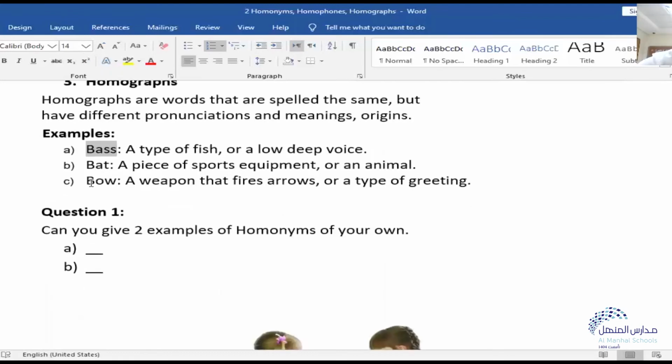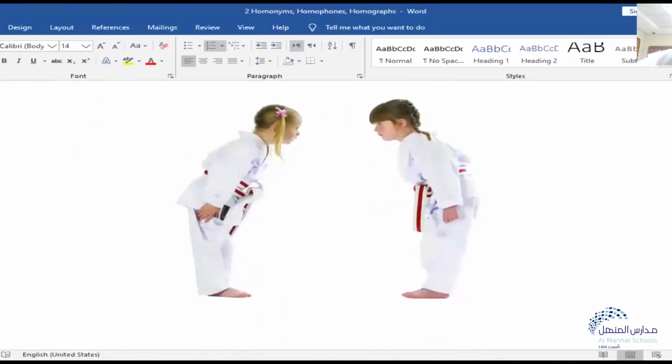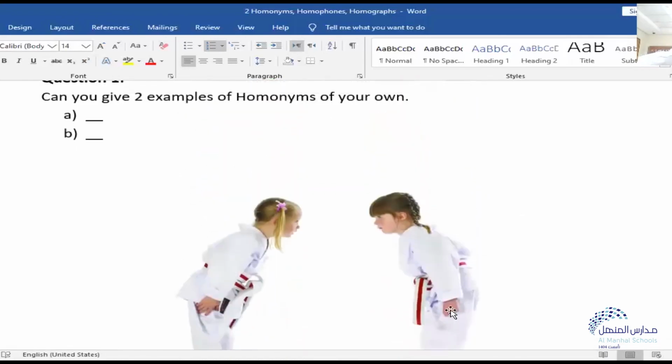And then bow and bow, right? I want you to think of a bow and arrow, right? A bow is a weapon that fires an arrow, right? So you have bow, a weapon that fires an arrow, and then you have bow, which is a type of greeting, traditionally used in certain parts of Asia, right? Instead of shaking hands, they will adopt a simple bow, which is much healthier and more hygienic, I suppose.